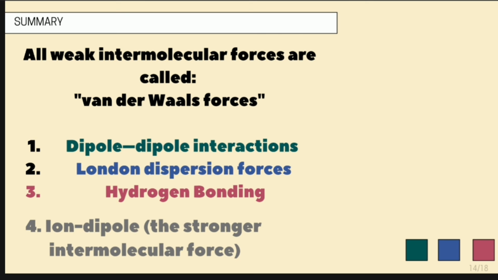In summary, we have all weak intermolecular forces called as the van der Waals forces. So, ito yung sinasabi ko kanina. Tatlo sila. We have the dipole-dipole interactions, London dispersion forces, and the hydrogen bonding. And lastly, na hindi na kasama kay van der Waals is the ion dipole and the strongest intermolecular force.